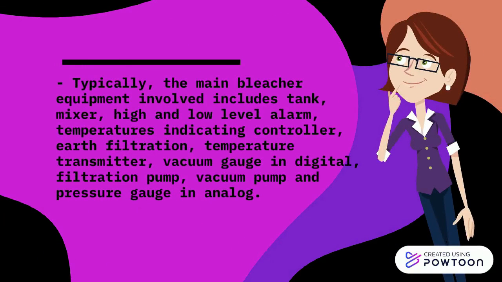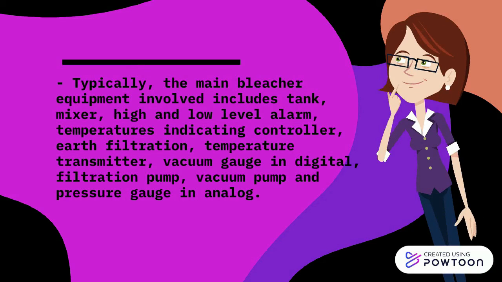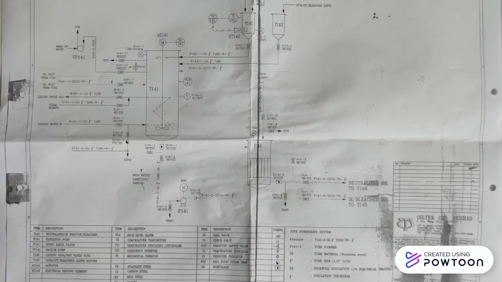Typically, the main bleacher equipment involved includes tank, mixer, high and low level alarm, temperature indicating controller, earth filtration, temperature transmitter, vacuum gauge in digital, filtration pump, vacuum pump, and pressure gauge in analog. Subsequently, this mini project provides an overview of a process of bleaching operation involving the bleacher instrument in laboratory scale. The PNID of the bleacher that has been provided helps to identify the major equipment involved in the bleacher instrument. As shown here, this is the PNID of the bleacher instrument.